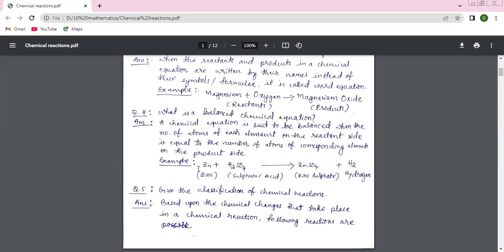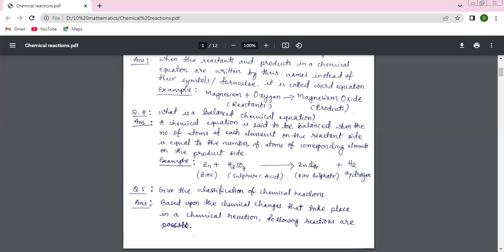Here zinc is one of the reactants, plus sulfuric acid, H2SO4, is another reactant. And these together form a product called zinc sulfate, ZnSO4, plus hydrogen gas is also released.